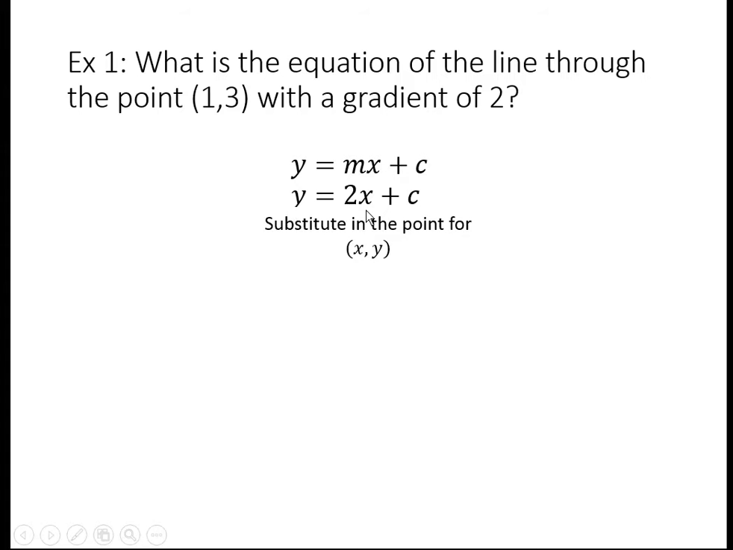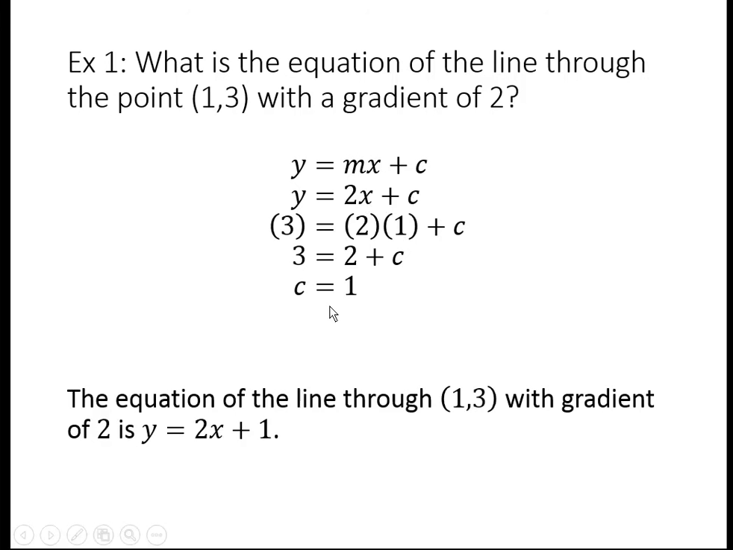So I'm going to substitute in the point for x, y. That means my 3 is going in for my y, and my 1 is going in for my x. Now I just need to solve for c. So multiply them together, subtract the 2 over to get that c is equal to 1. Again, my equation was y equals 2x plus c. C is 1, so I can clearly state that the equation of the line is y equals 2x plus 1.